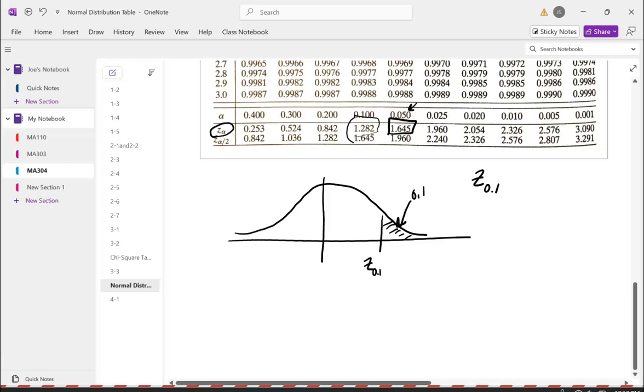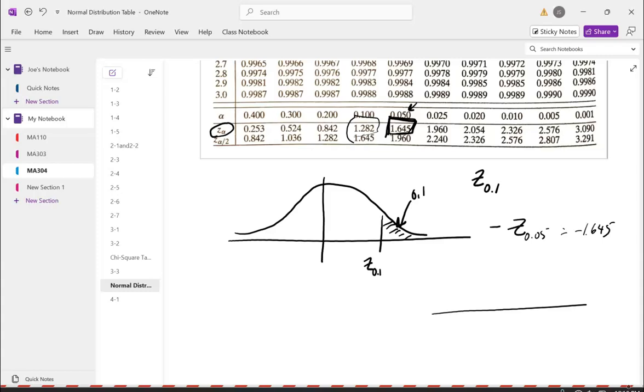What if it asked you for z, the negative of z sub 0.05? Well, that's not too hard to figure out. That's going to be negative 1.645 because it says just do the opposite, right? And I boxed that in earlier. There's your z sub 0.05. Graphically, what does that represent? Well, the original 1.645 was over here, and 5% of your area was on that side.